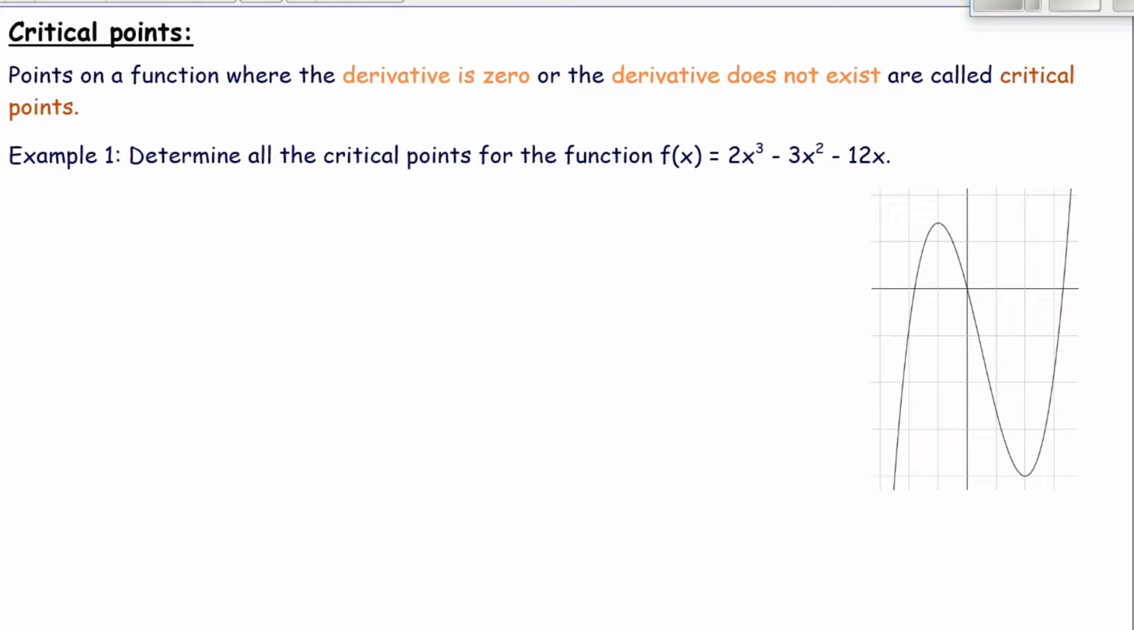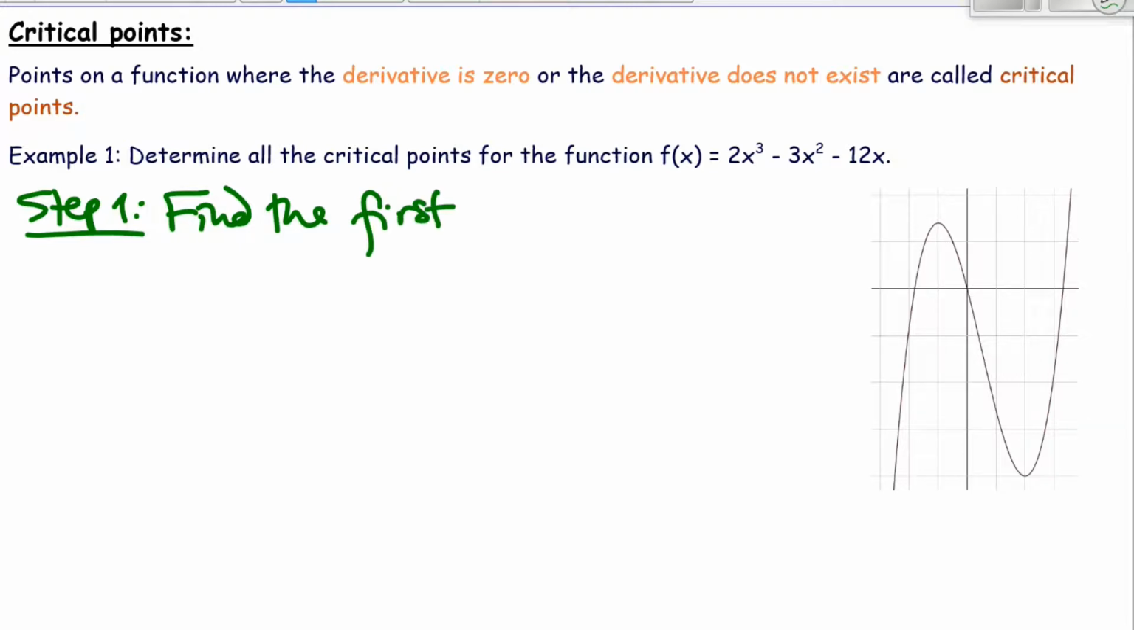So example 1: determine all the critical points for the function f of x equals 2x cubed minus 3x squared minus 12x. The first step is to find the first derivative of the function, which means we need to differentiate this function.